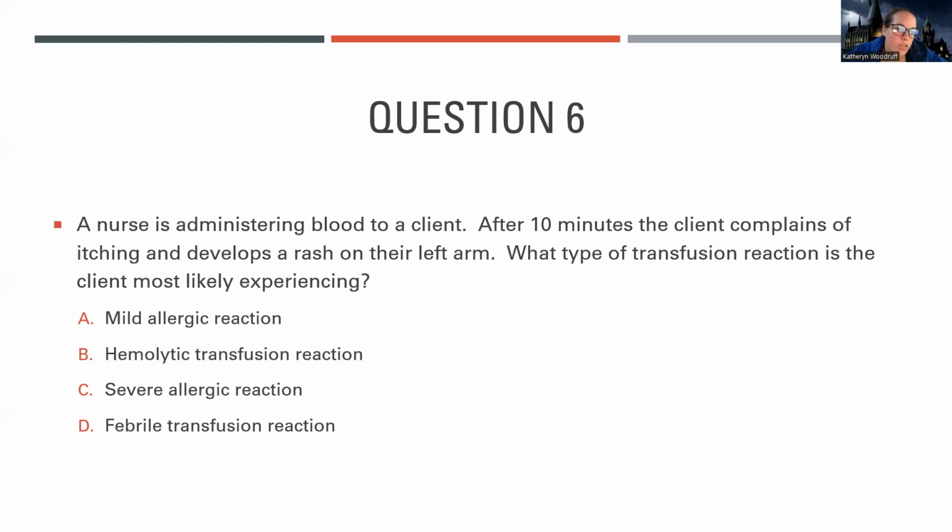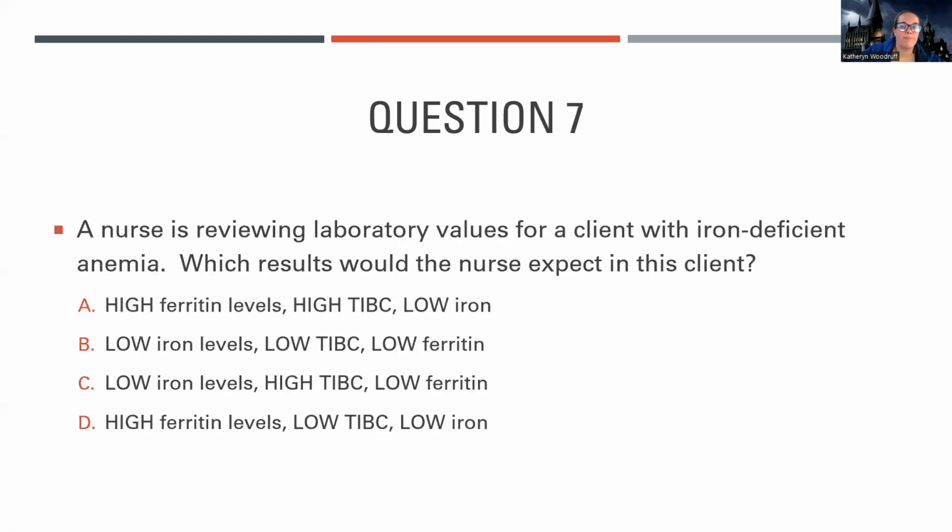Anyway, hemolytic transfusion reaction. I feel like that one's more serious. I don't think that's this one. I don't think they have itching or rash with that one. Severe allergic reaction. All right, so I'm down to A and C. I have to see, is this mild or severe? The last one's febrile. I don't see anything about a fever. So it has to be either A or C. If they just have itching and develop a rash on their arm, that sounds more mild. If their airway was closing, or if they were having a more severe breathing problem, I think it would be severe. So the correct answer here is A, mild allergic reaction.